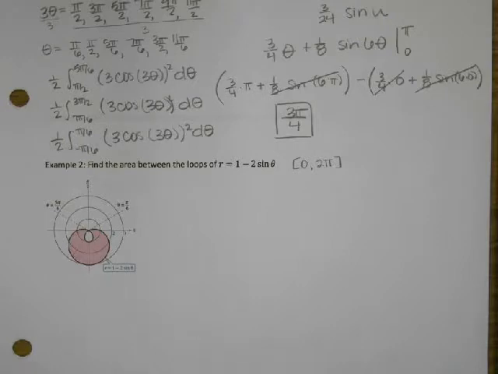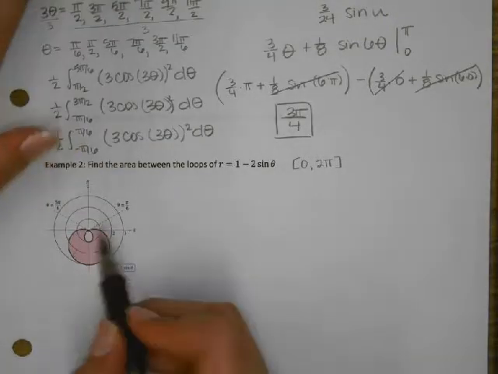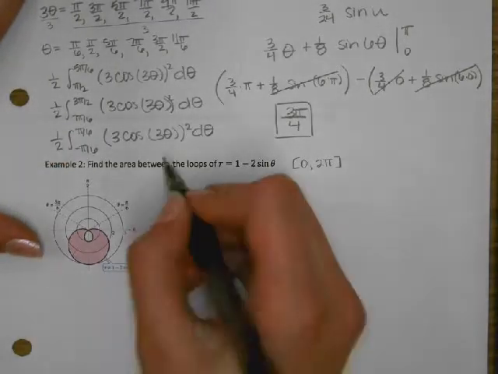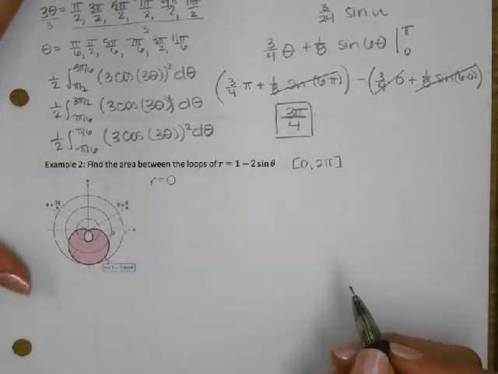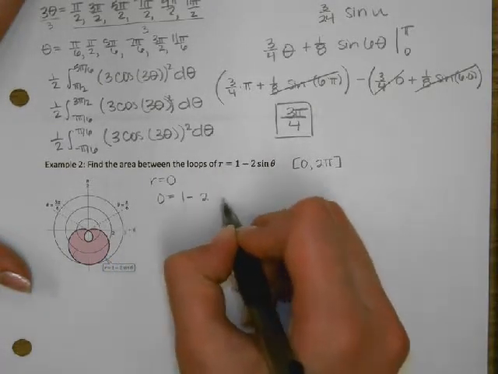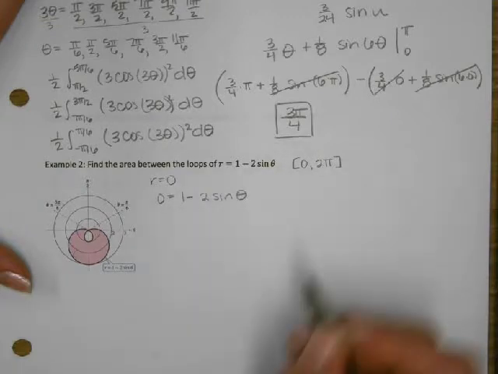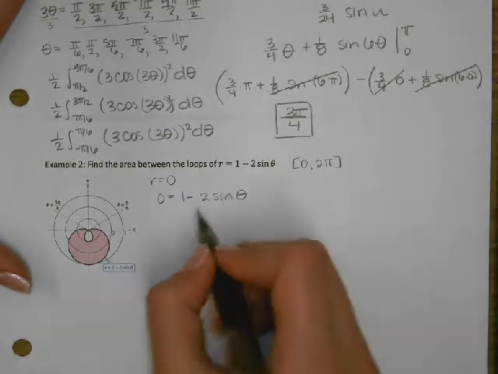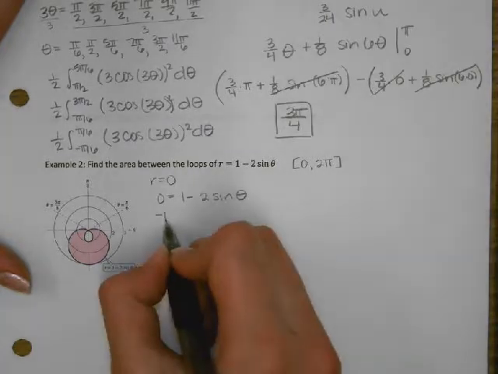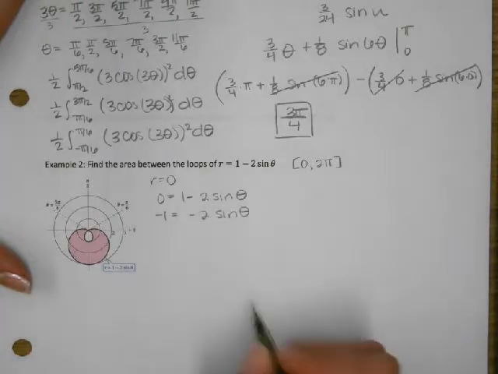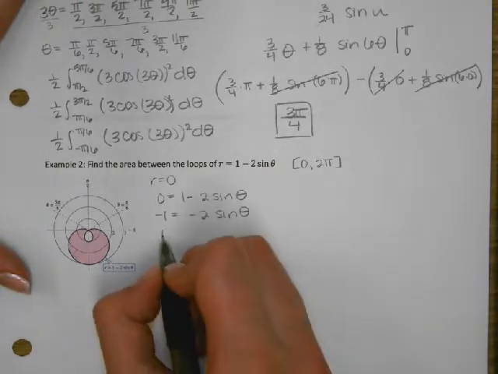For us to be able to figure out where the loops start and where they end, we have to see where the loops come together, which again in this case happens to be the pole. And so that's where r equals 0. So I'm going to go ahead and say 0 equals 1 minus 2 sine theta, and I'm going to solve for theta to see where these loops come together. So I'll subtract the 1 over, and then I'll divide by -2.